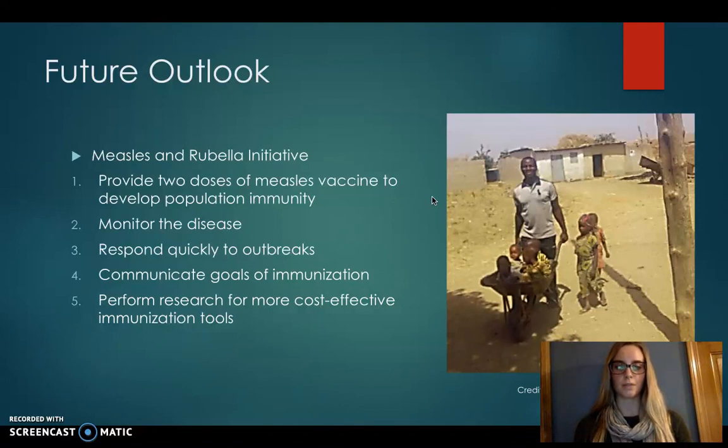And the fifth step of this initiative is to perform research for more cost-effective immunization tools, such as taking aerosol vaccines or powdered vaccines, so you don't have to deal with the hassle of syringes and needles and sterilization and all of these things. And that is all I have on measles, so hopefully you learned a lot.